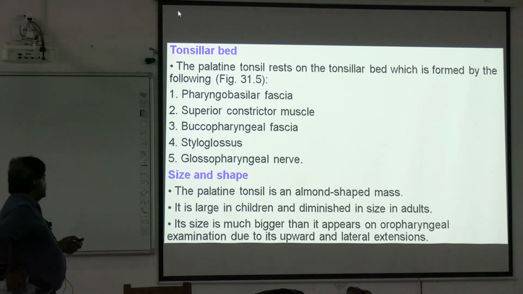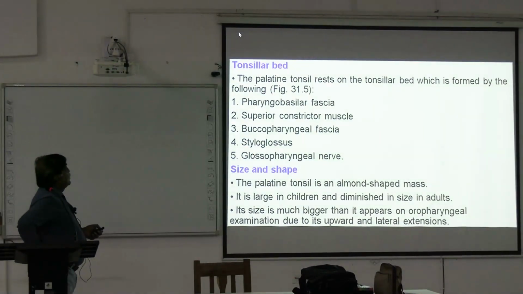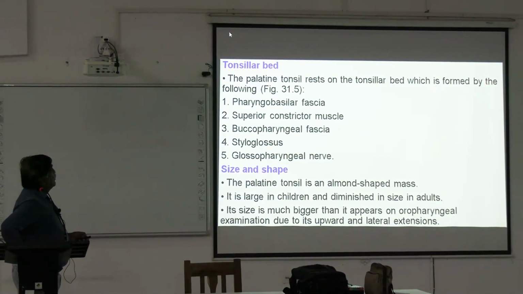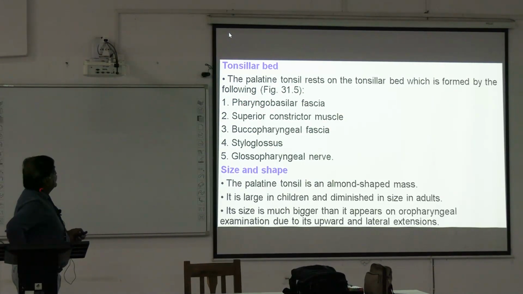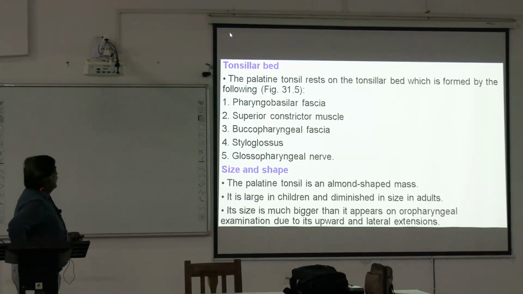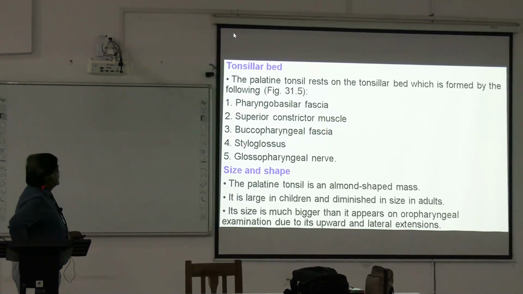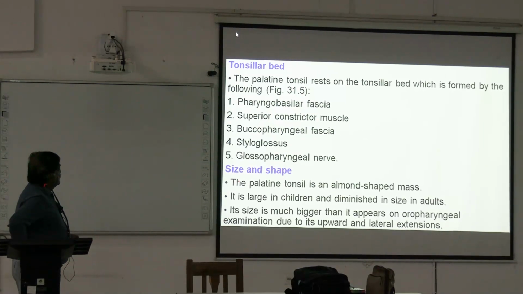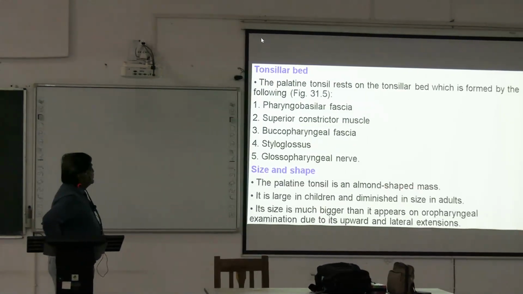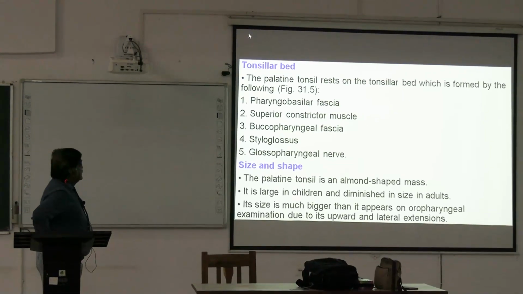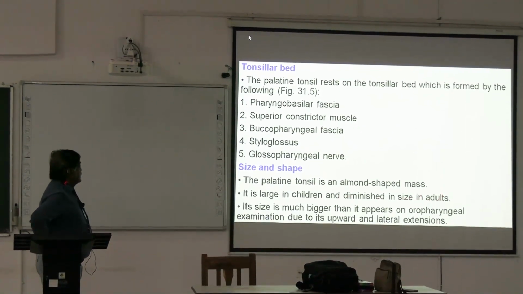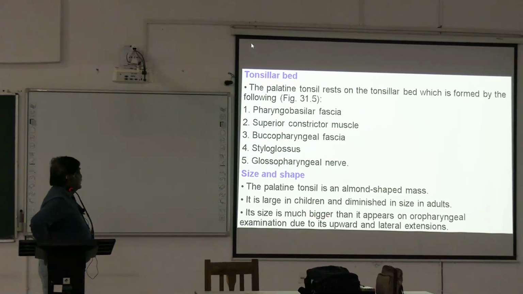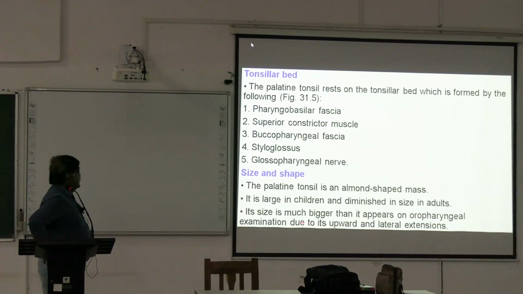Now tonsillar bed, the palatine tonsil rests on the tonsillar bed which is formed by the following: the pharyngobasilar fascia, superior constrictor muscle, buccopharyngeal fascia, styloglossus, glossopharyngeal nerve. Size and shape, the palatine tonsil is an almond-shaped mass. It is large in children and diminished in size in adults. Its size is much bigger than it appears on oropharyngeal examination due to its upward and lateral extension.